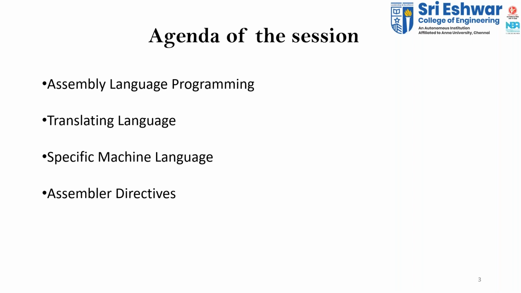So we are going to look at assembly language programming, translating languages, specific machine levels, and assembler characters. How the programs are built and how they are understandable by the microprocessor, how the program is translated into hexadecimal and then binary, and how the machine understands and gets into action for each and every instruction. These are all we are going to look at in today's session.